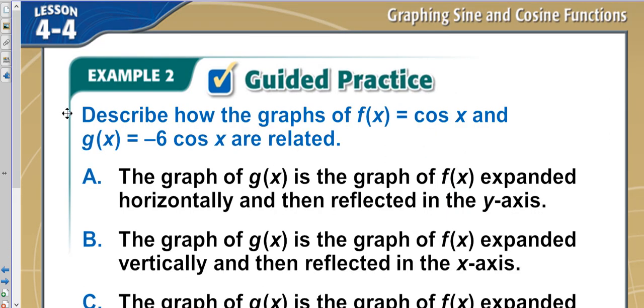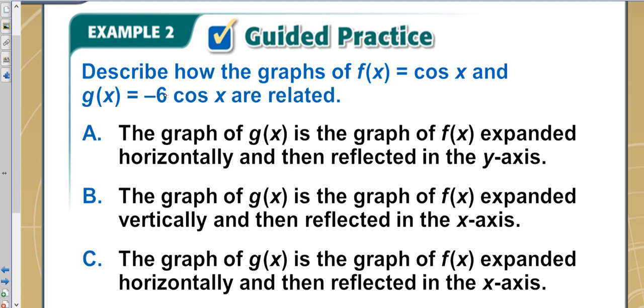So again, just like any transformations with any other function, you can use simple rules: inside, outside, vertical stretch, vertical shrink, things of that nature. So I'll let you try this one.